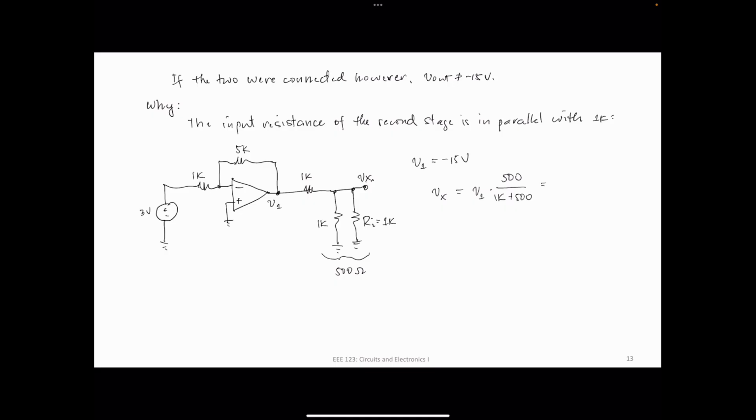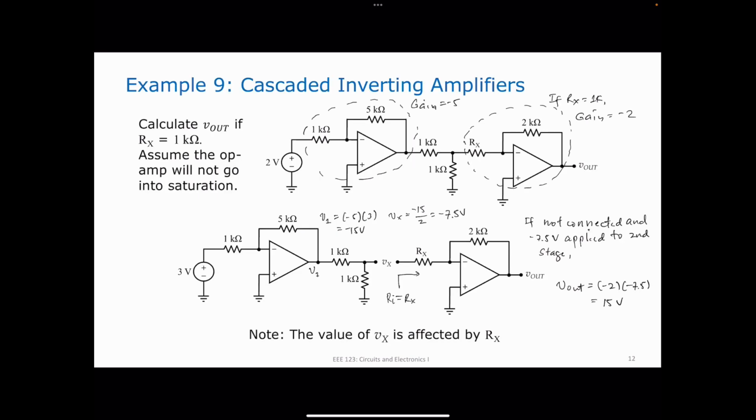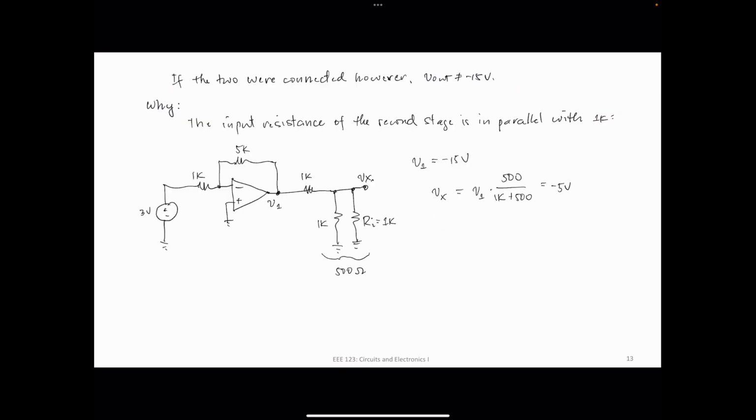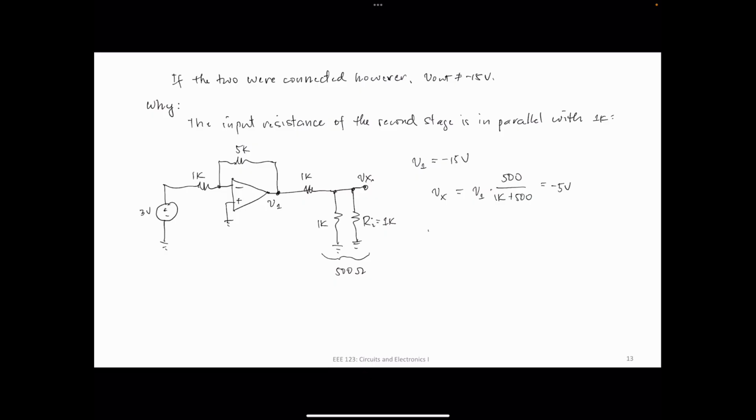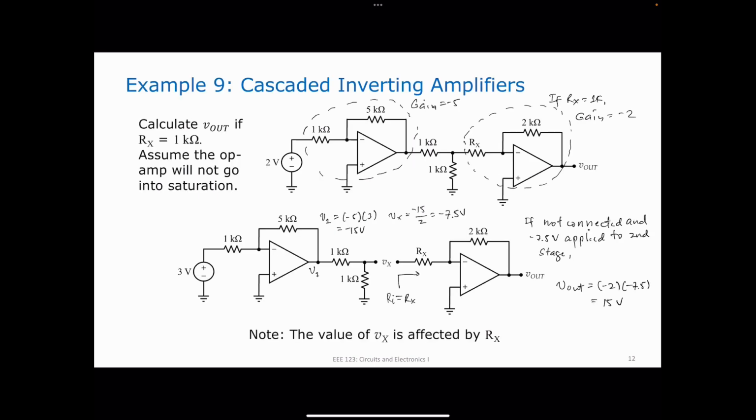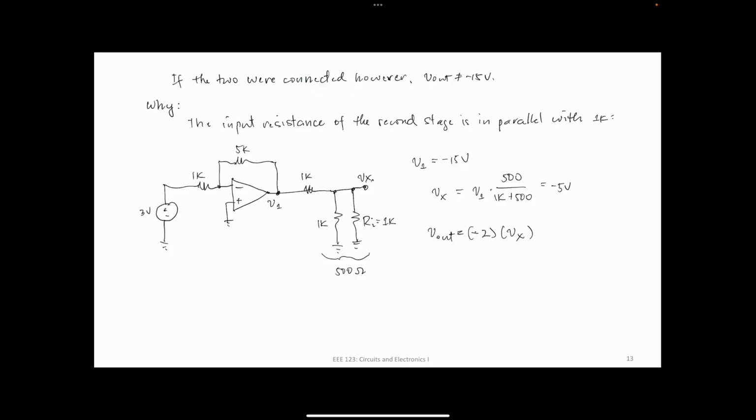So this is going to be equal to negative 5 volts. In other words, if this were separated, this voltage would be negative 7.5 volts. But the minute I connect these two together, this voltage is going to go down to negative 5 volts. And that's because of the loading effect of Rs of X. Okay, so finally, what is going to be my V out? That is going to be Vx times minus 2. My gain is minus 2 times Vx, right? The gain of this is minus 2. So I'm going to get 10 volts.